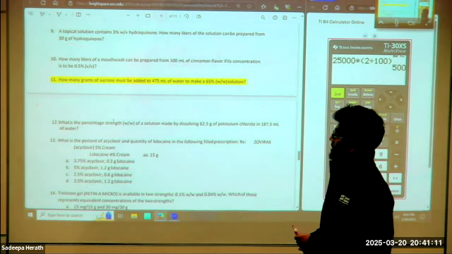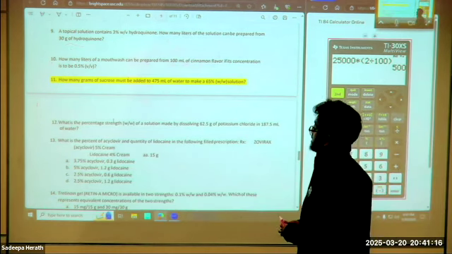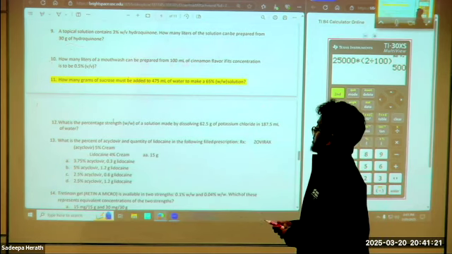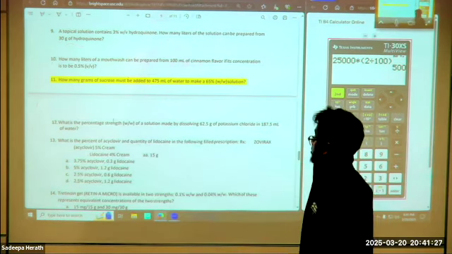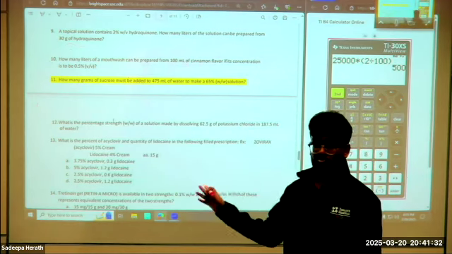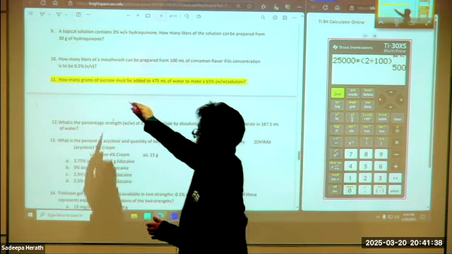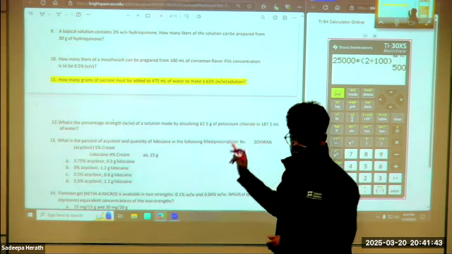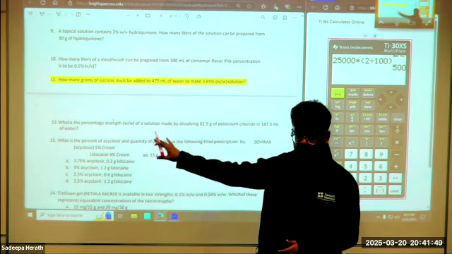11. How many grams of sucrose must be added to 475 ml of water to make a 65% weight per weight solution? Okay, sounds like a lot, I know. And some people might inherently think, okay, just 65 over 100, right? Multiply that. No, because you have to look at what we're looking for. How many grams of sucrose must be added to this amount of water to make the ratio? So this isn't a combo of water and sucrose. This is just water by itself.